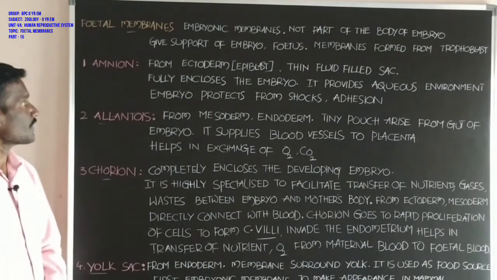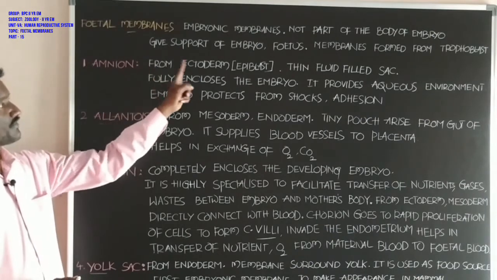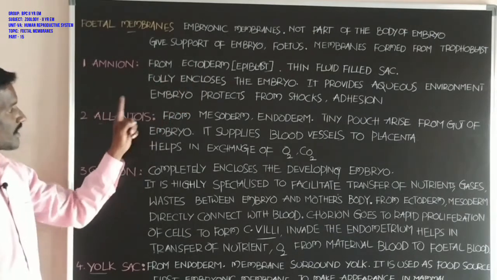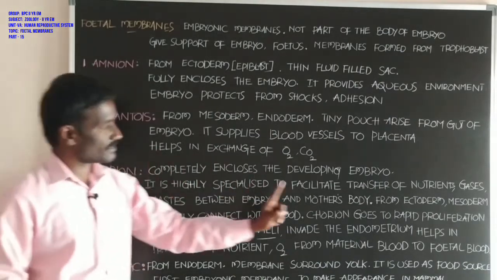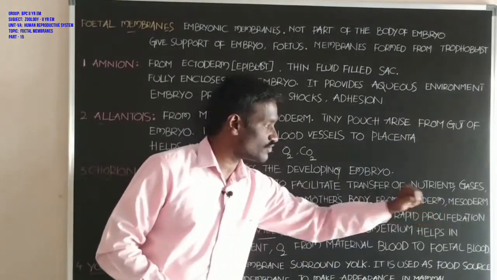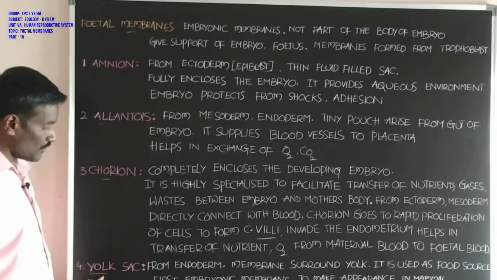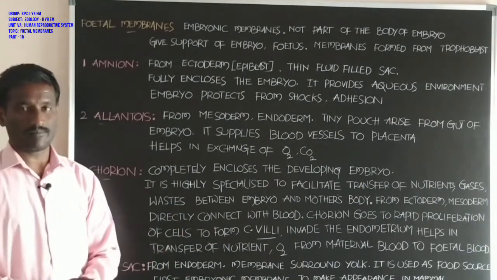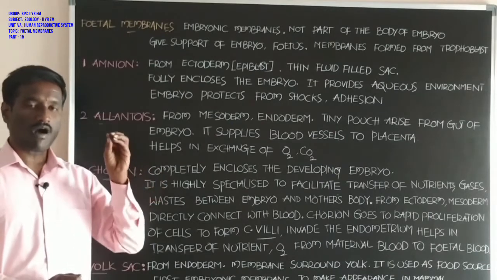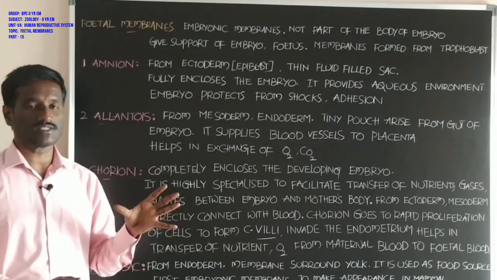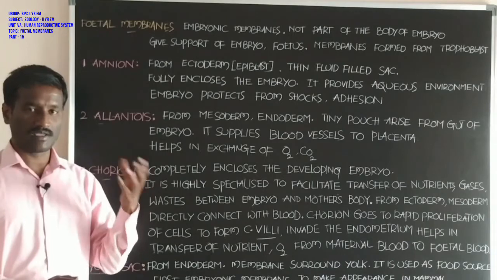Okay, students. The amnion is from the ectoderm. The allantois is from the mesoderm and endoderm. The chorion is from the ectoderm and mesoderm, and the yolk sac is from the endoderm. This is about the four types of fetal membranes, or extra embryonic membranes, and their formation and importance.